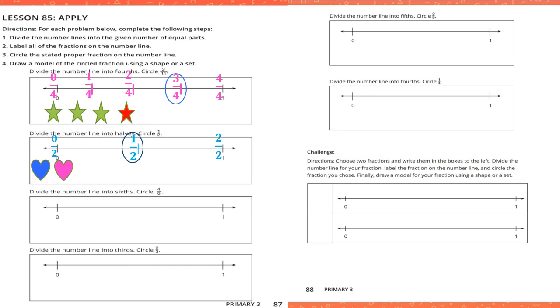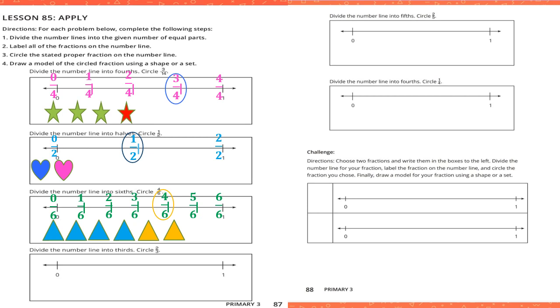The third example, divide the number line into 6. Circle 4 over 6. Okay, let's divide or split the number line into 6 equal parts. By making how many dashes? 5 dashes. Let's label each dash by its fraction. Okay, finally circle 4 over 6.